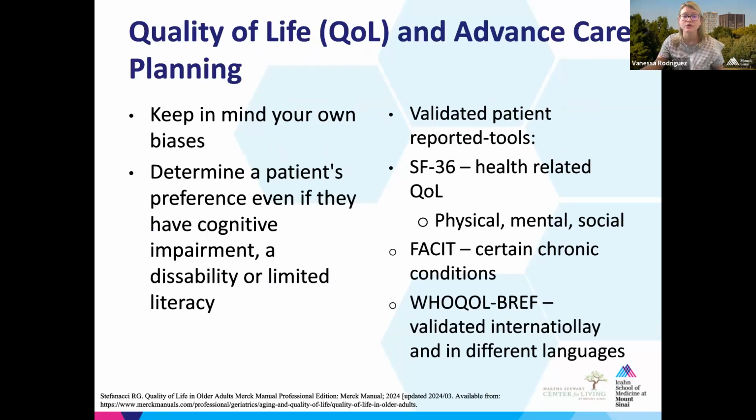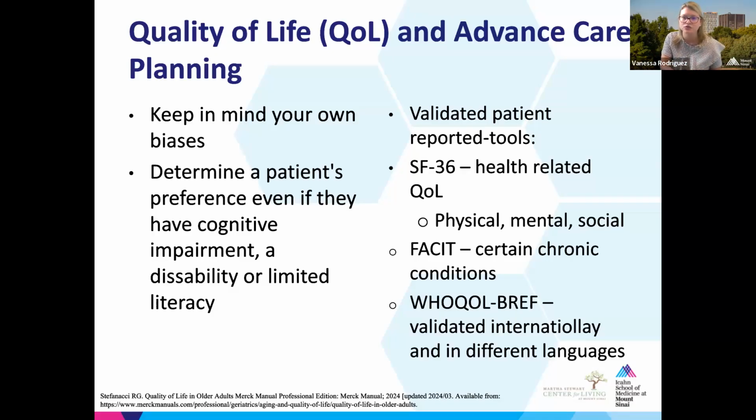And then in what matters most, good quality of life and advance care planning are at the forefront of caring for older patients. So keep in mind, very important, your biases as you're thinking about this element. But it's important to determine the preference of a patient, even if a person has cognitive impairment or a disability of some form or limited literacy. Understanding the way to get the information from the patient and incorporating them in these conversations is really, really important.